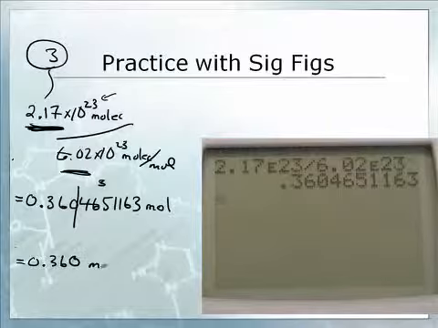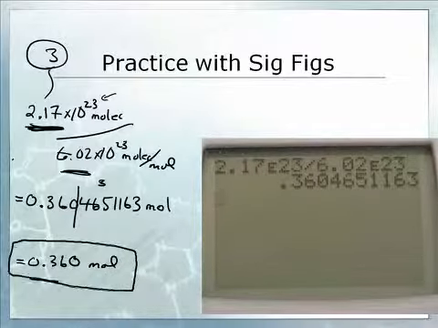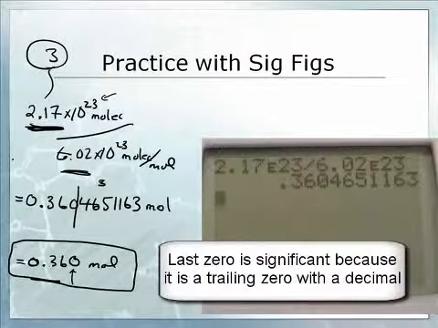Now, that looks like 4 digits to me, Mr. Bergman. Or maybe 2, or how do I... What do you mean? Well, is that 0 at the end significant? Why is that 0 significant at the end? Because it's a trailing 0 and there's a decimal. And what about that one in front?